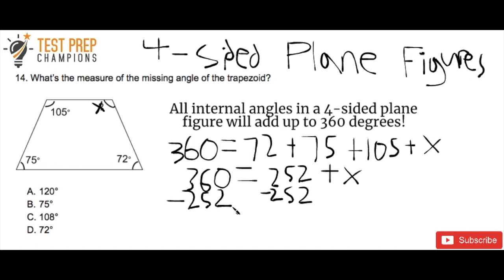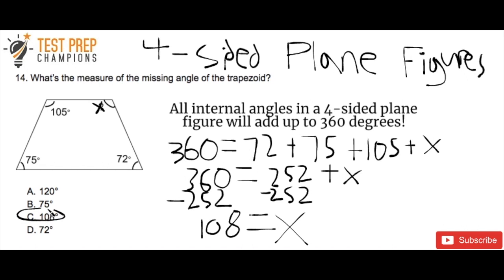Okay, let's see what we get here. Again, this would be a good one to put in your calculator. 360 minus 252, we would find that 108 equals x. And so answer C is the correct answer.